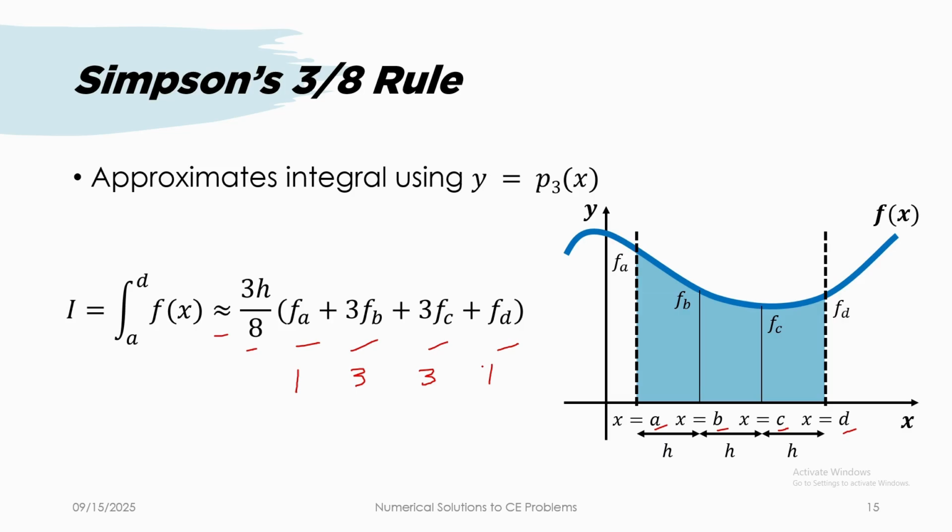This rule is particularly useful when the number of subintervals is a multiple of 3 because of the way it divides the interval. So it's divided into 3. From A to D divided into 3. That would lead us to A, B, C, and D. You can also remember this symmetry, 1, 3, 3, 1 from Pascal's triangle if we expand it, from 1, 1, 1, 1, 2, 1, 1, 3, 3, 1.